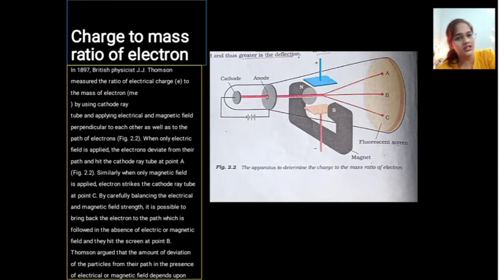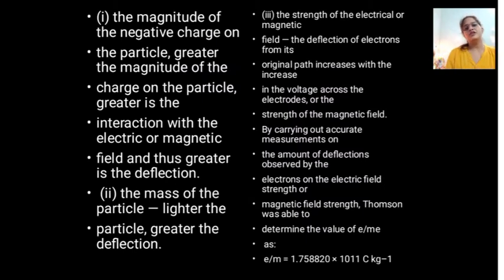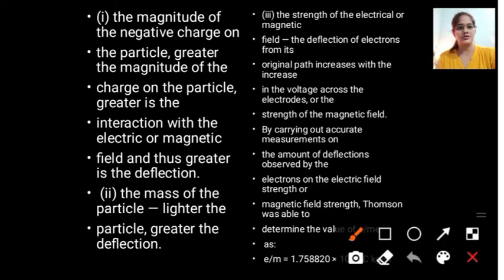Now Thomson argued that the amount of deviation of the particles from the path in the presence of an electrical or magnetic field depends upon, now he understood what it depends on, the magnitude of the negative charge, the mass of the particle, and the strength of the electrical or magnetic field. Now I'll say how it is depending. Is it inversely proportional or directly proportional? So he experimented, he did a lot of things to understand this.